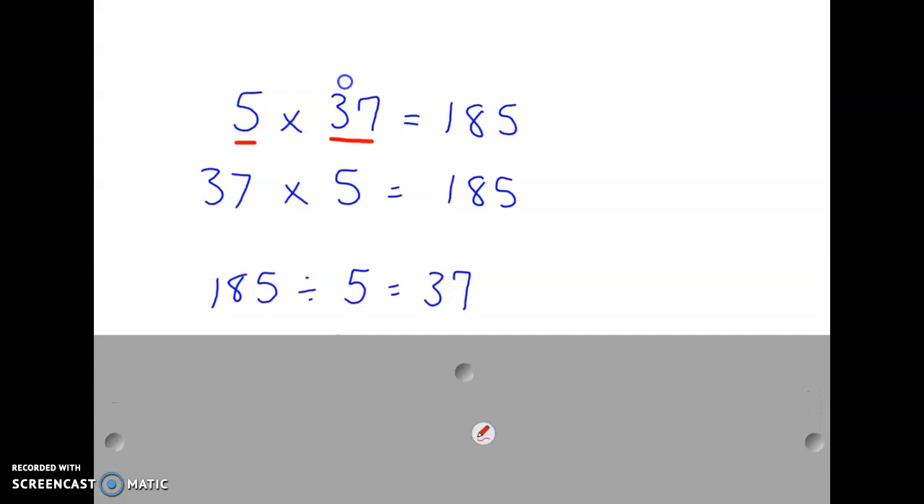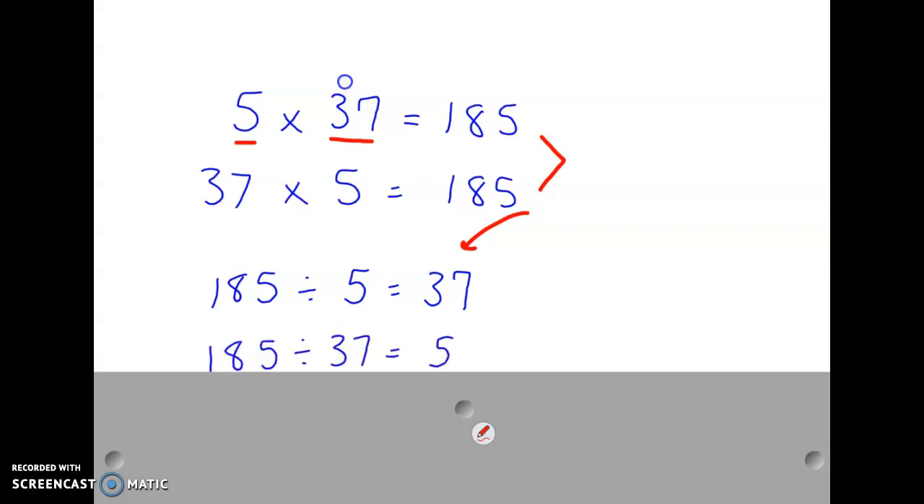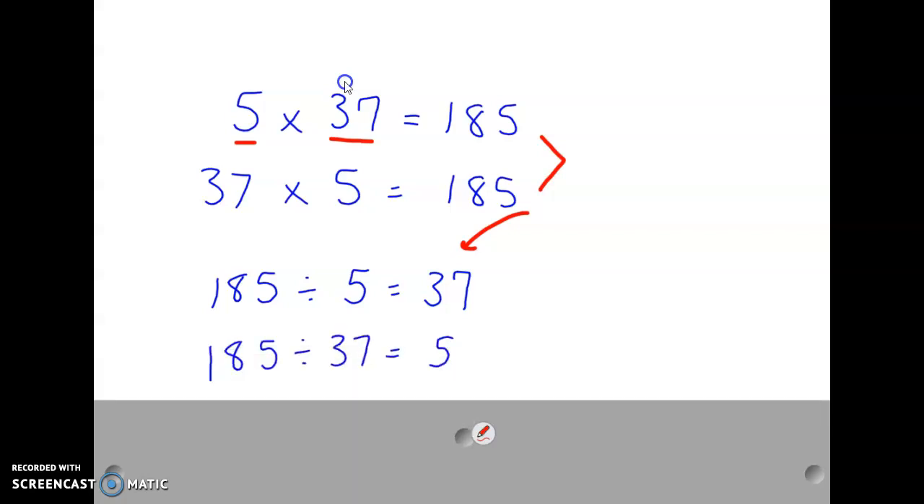Okay? Now, the opposite of multiplication is division. So I can take that same set of facts and turn it into a division problem. So here I've got 185 divided by 5 is 37. And likewise, 185 divided by 37 is 5. Notice how in both those cases, the 185, the big number, is off on the left side of the equation because that's what's getting divided up. Okay, so it's important to know that you can't switch where that 185 is.